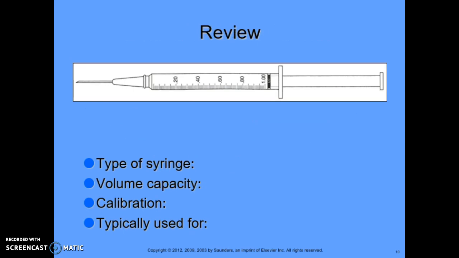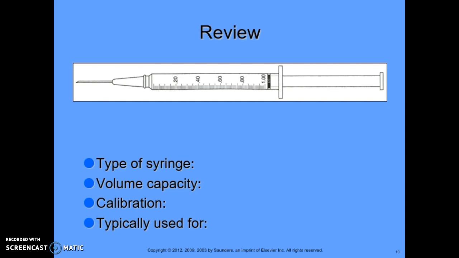So let's look at the syringe. What type of syringe is it? By looking at how the measurements go, it is a 1 milliliter tuberculin syringe. What's the volume capacity? Good. If you said the volume capacity was 1 milliliter, you are correct.